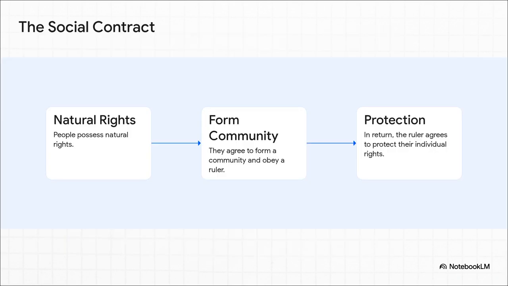Okay, so if we're all born with these rights, why even have a government? Well, Locke's answer was something he called the social contract. It's like a deal. We, the people, agree to give up a little bit of our freedom to a government, and in return, that government's number one job is to protect our natural rights. And if it fails to do that, the contract is broken.